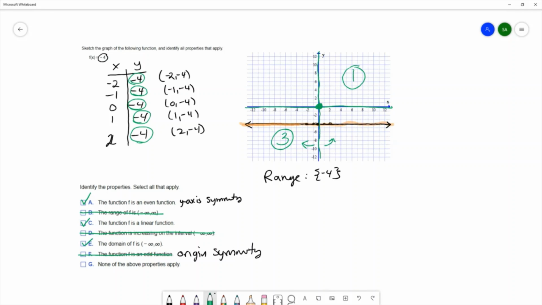The last statement, none of these properties apply. Since I've selected some of them above, we would not check this box.